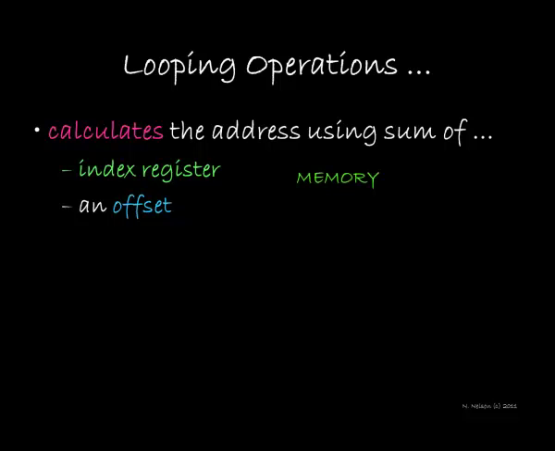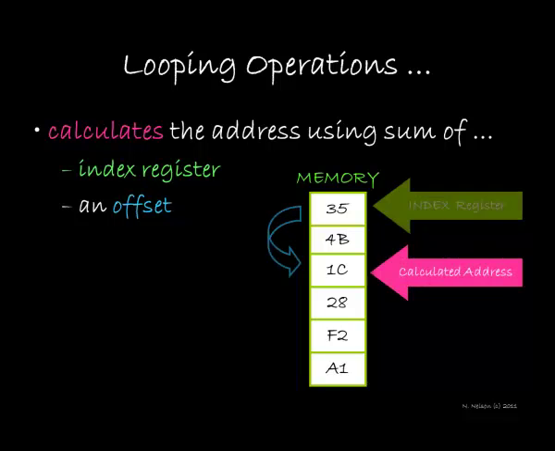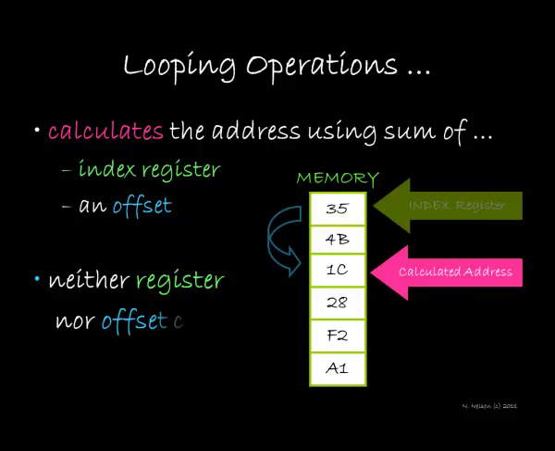Say, for example, the index register is initialized to the address 9000. If the offset is 2, then the calculated address will be 9002. This is the address the instruction will use. If the offset is 6, the calculated address would be 9006. It's important to remember that this calculated address is not stored anywhere. It's simply used to perform the operation. The index register is not changed, nor is the offset.